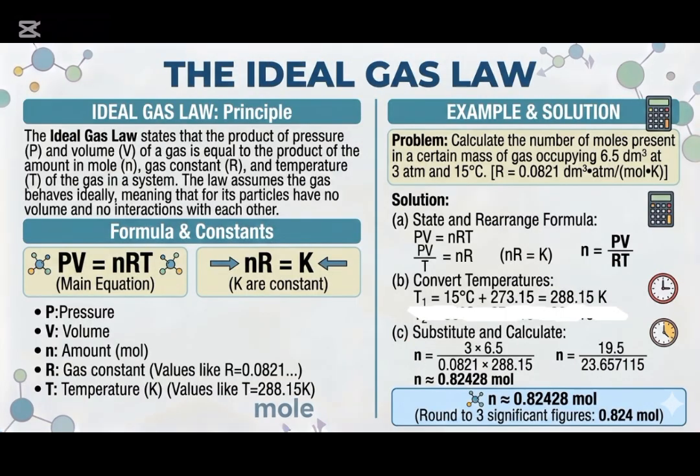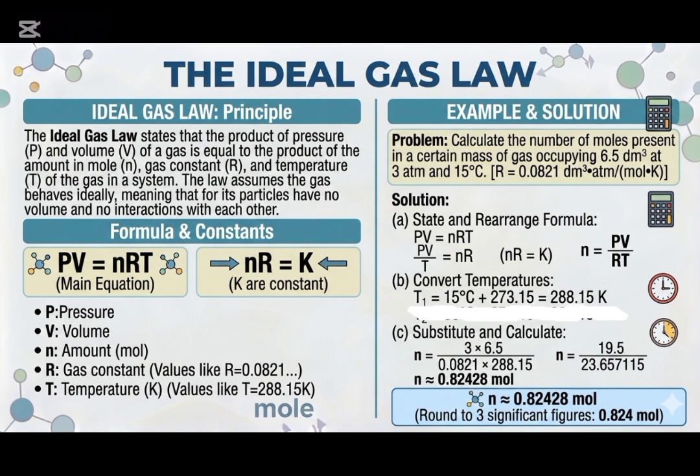The ideal gas law. The ideal gas law states that the product of pressure and volume of a gas is equal to the product of the amount in moles, the gas constant, and the temperature of the gas in a system. The law assumes the gas behaves ideally, meaning its particles have no volume and no interaction with each other. So remember that ideal gas particles do not have volume and there is no interaction between them. The law explains this fact, using the expression PV equals nRT, where nR equals K.